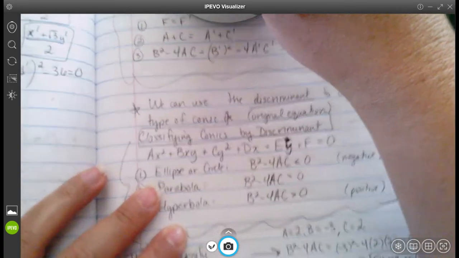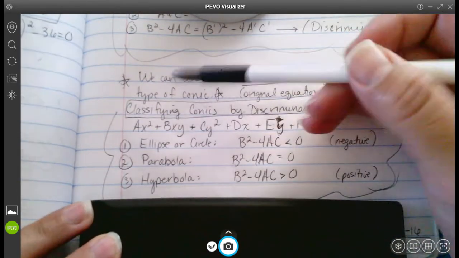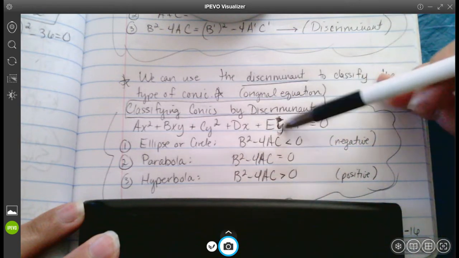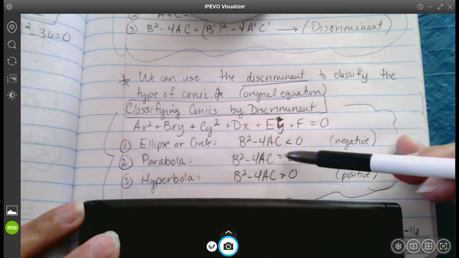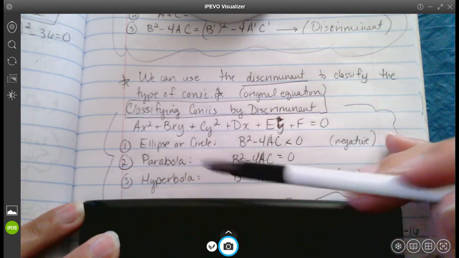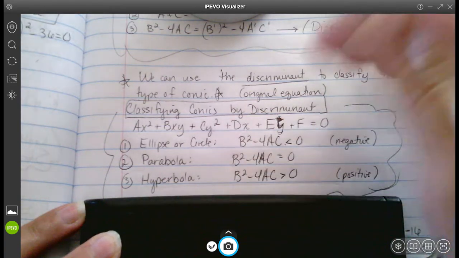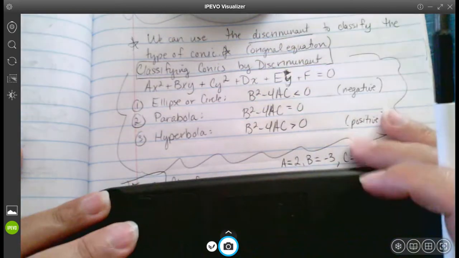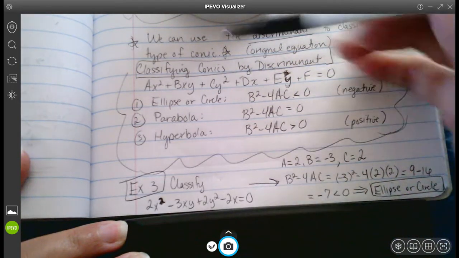And I do have a very quick example down here. Let's go ahead and look at this part first, though. So if you plug your values into the discriminant, if it's negative, it's an ellipse or a circle. If it's equal to 0, it's a parabola. And if it's greater than 0, so positive, it's going to be a hyperbola. So final example, and then we'll go ahead and end this video, is right here. And it's super short. It actually fits on like 2.5 lines or so.